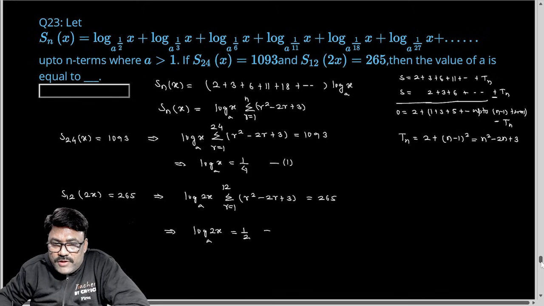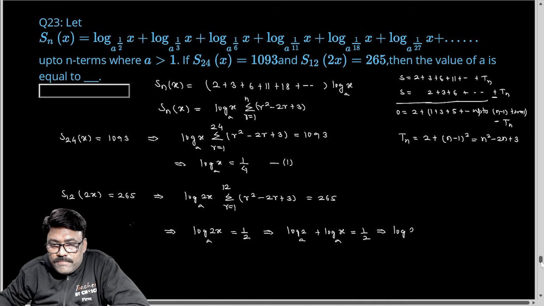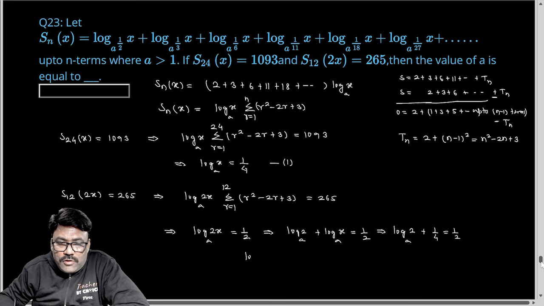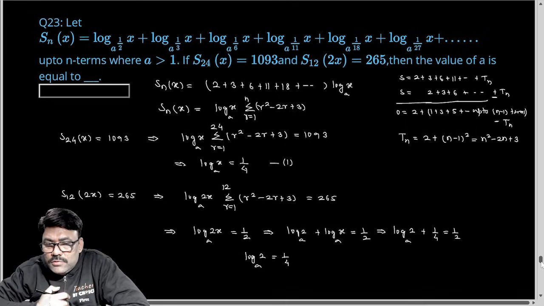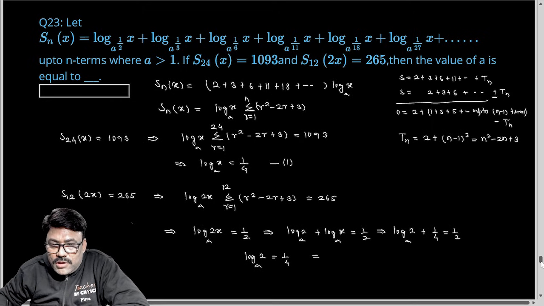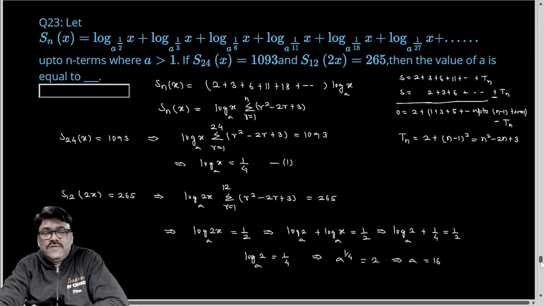Now this log 2x with the base a, I can write as log 2 with the base a plus log x with the base a. It is half. Now log x with the base a is given as 1 by 4. So this gives you log 2 with the base a is equal to 1 by 4. Ultimately this gives you a raised to 1 by 4 is equal to 2. So hence a must be 16. So actually a is 16 here.